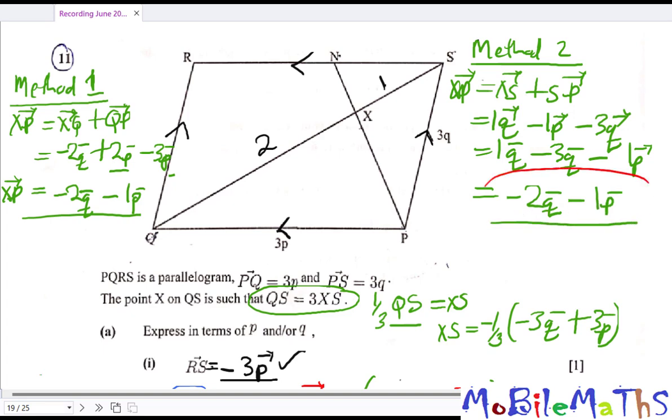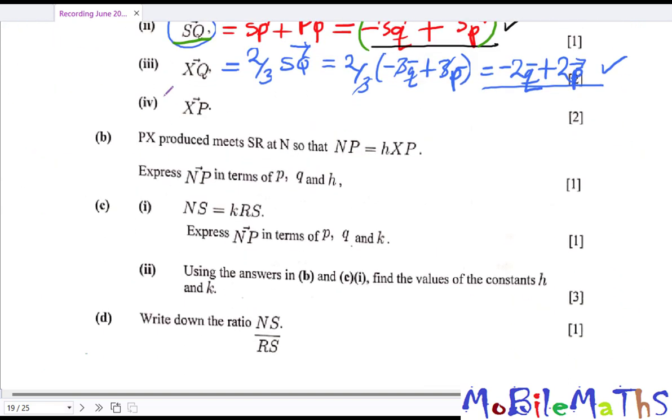So that becomes our answer. And if you check this one and this one, they are similar, and you can always use the one that is easy for you. Try to use the short one. We find out this one was very short. Okay, let's move on to the next question. The next question is now saying PX produced meets SR at N, so that NP is this. So when I have this information and they're saying express NP in terms of P, Q, and H, I'll simply say NP is going to be equal to H multiplied by XP, the XP that we just calculated now.